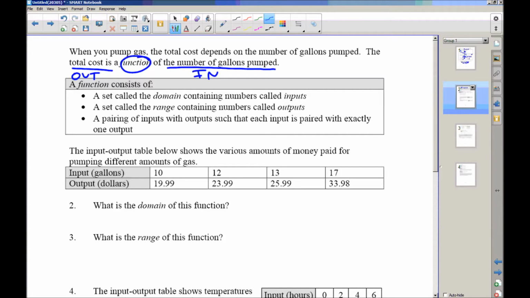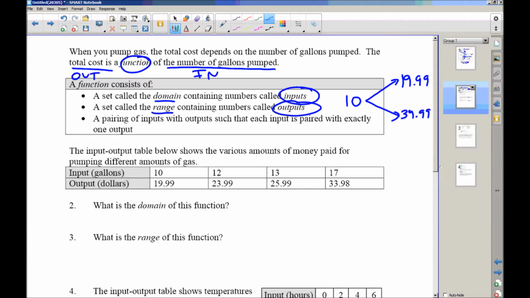So here's the definition of a function here. A function is a set called the domain that contains all of the inputs. So it's a list of numbers that are in the inputs. It also has a set called the range, or a list of numbers called the outputs. And then it has a pairing of inputs and outputs such that each input is paired with exactly one output. For instance, the input of 10 gallons pumped should not be paired with 2 different outputs, 19.99 and 39.99.